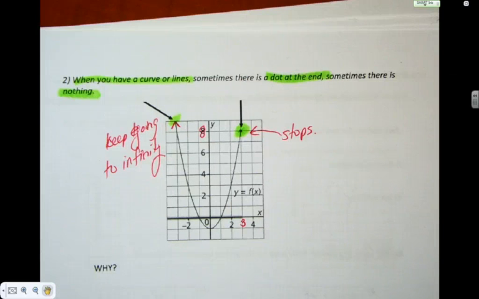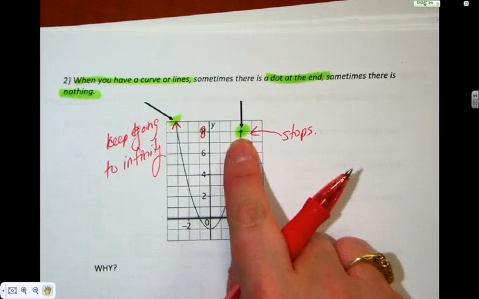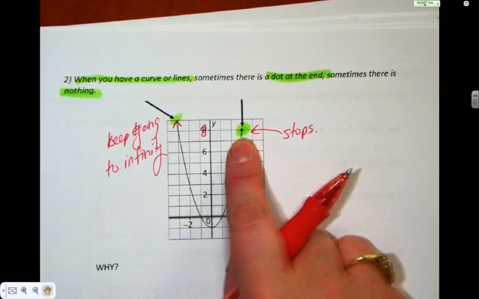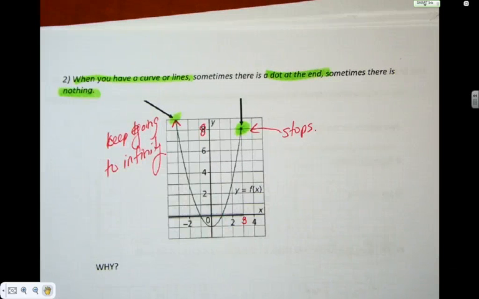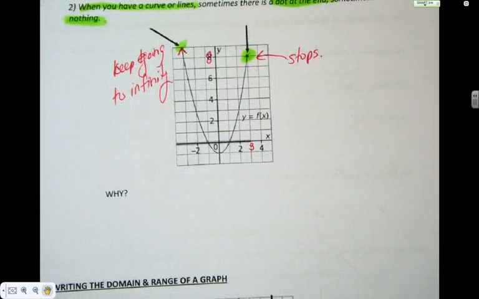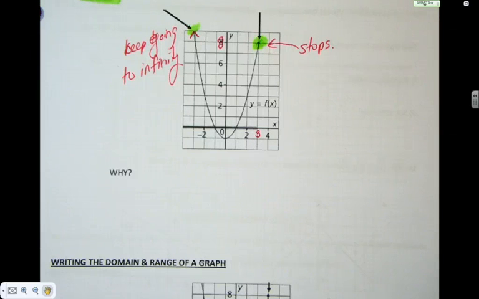So if you're to draw a graph, you're going to put an arrow on the end. You just need to be aware that textbooks and computers have a hard time printing that. So when they want it to stop, it'll be a really clear stopping point. If it just kind of ends where the graph ends, what that means is it goes on forever and ever and ever. Why? So why does sometimes it stop and sometimes it keeps going on forever and ever and ever?